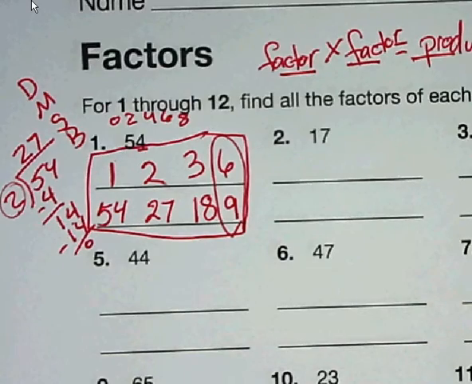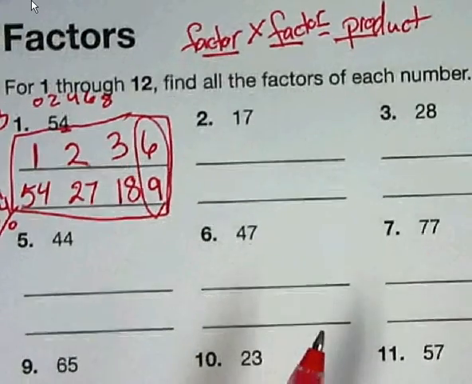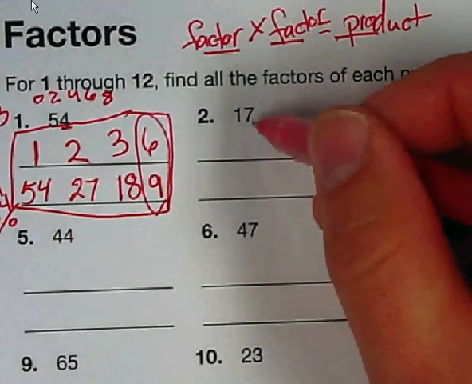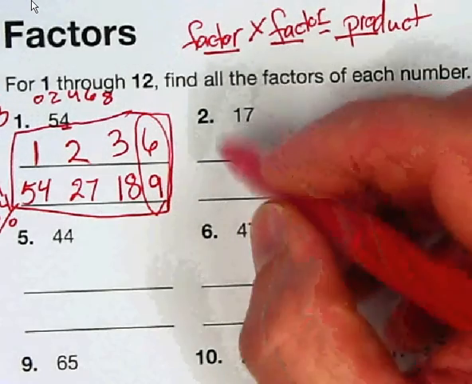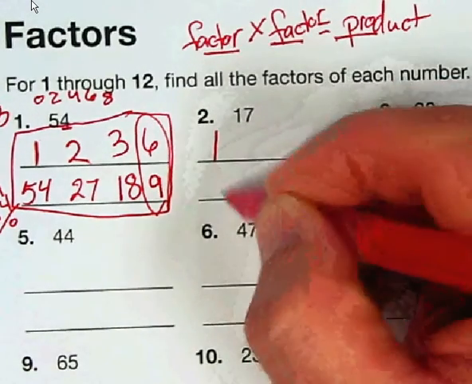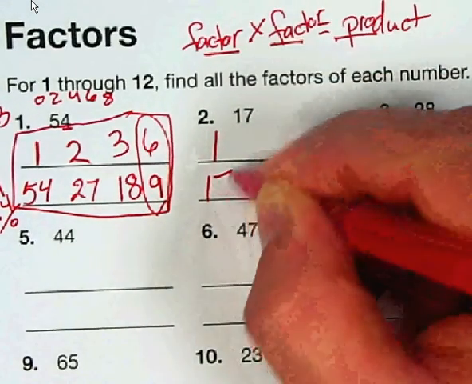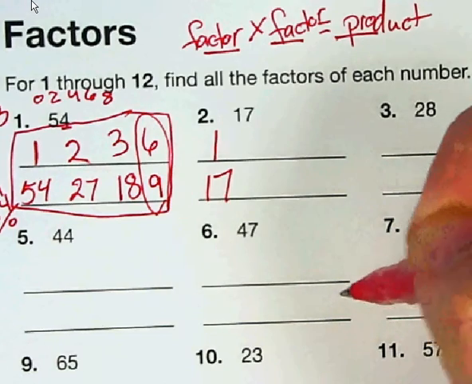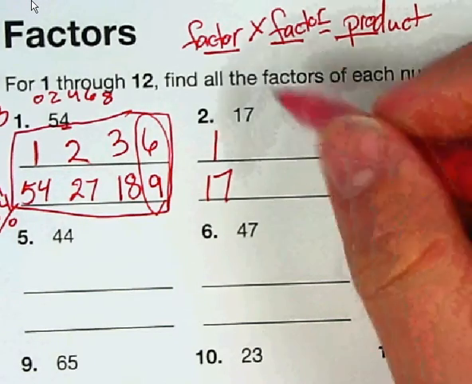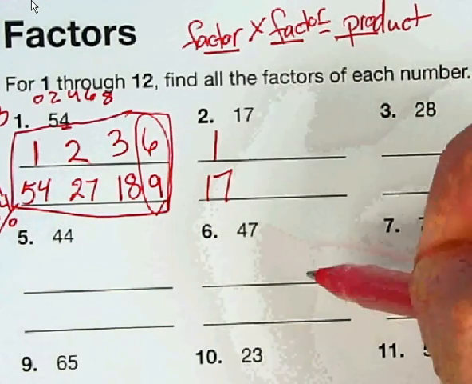Let's do one more. I'll go ahead and do number 2 with you real quick. Okay, 17. Now again, we always start with 1 and the number 17. Those are always going to be a factor. 1 is a factor of everything. Okay, so 1 and 17 are factors.